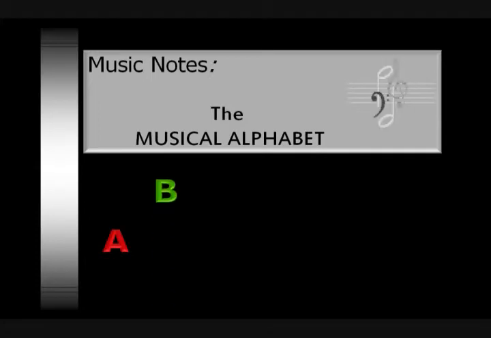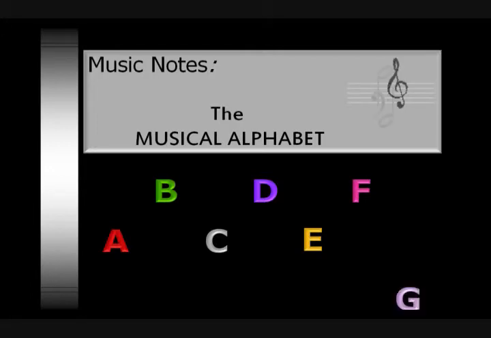Here we see the musical alphabet. The first 7 letters of the alphabet are used to name music notes. These same letters are used to label chords. The first or lowest note on the piano is A. The last or highest note is C. A full piano keyboard has 88 keys.